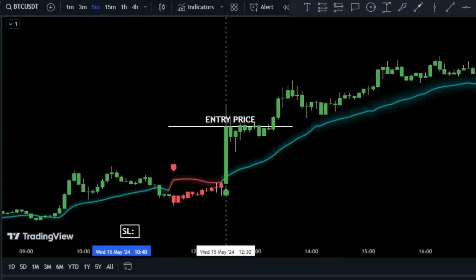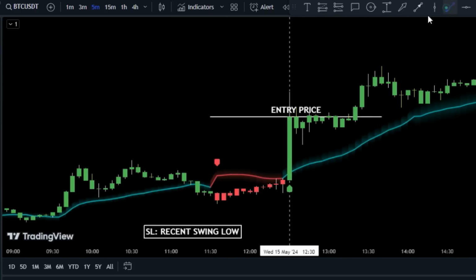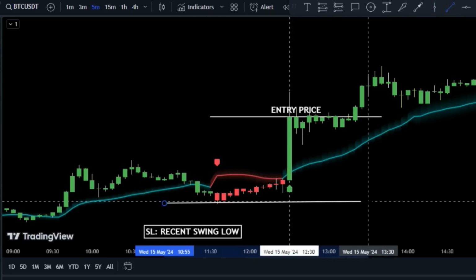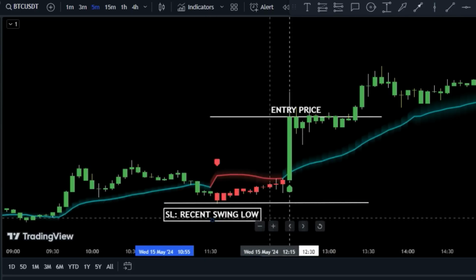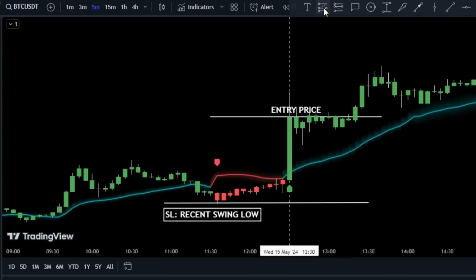Once you're in the trade, it's crucial to set a stop loss to protect your investment. Place the stop loss below the recent swing low of the market. This way, if the price suddenly drops, your losses are limited.